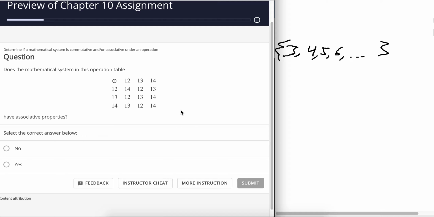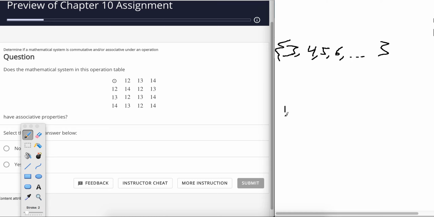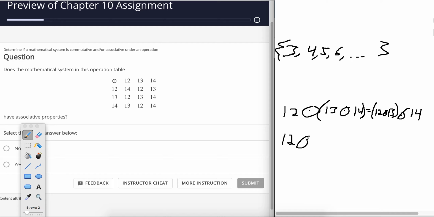Have associative property. So we've already done this one. This is where it's a lot of checking. 12, alien operation 13, alien operation 14. That should equal, if you put parentheses around here, that should equal 12, alien operation 13. This is the associative property, right? Alien operation 14. And so if you do 13 operation 14, 13 in a row, down to 14 on the column, that gives you 12. 12 operate 13 gives you 12.